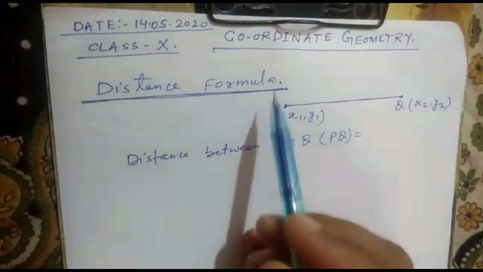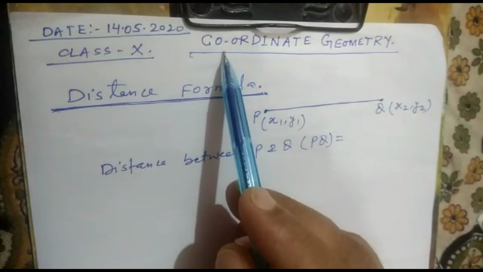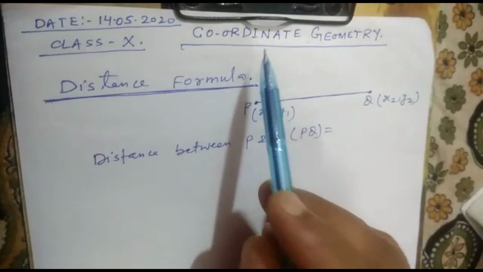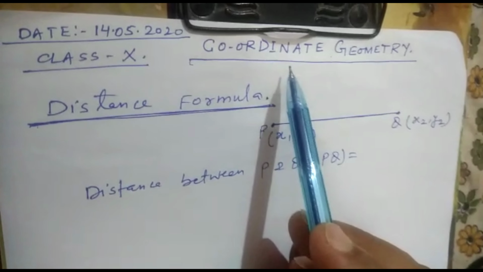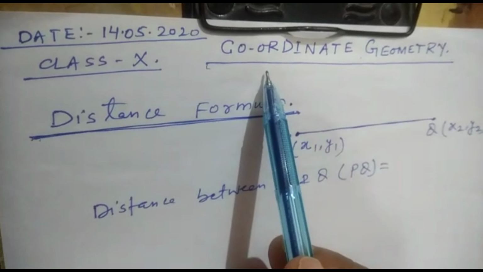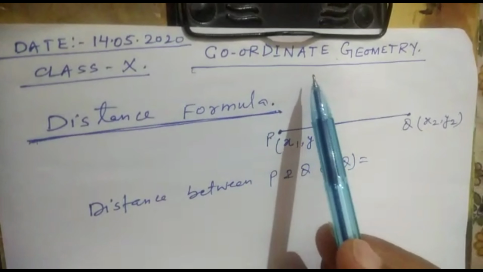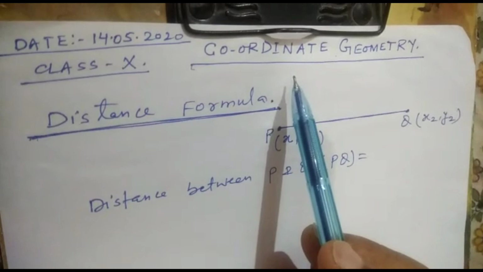In today's class, I have started a new chapter, coordinate geometry. Coordinate geometry you had studied in class 9th. So some basic facts I am telling you about coordinate geometry. In coordinate geometry, you know that we find the location of any place by denoting the coordinates of that point.